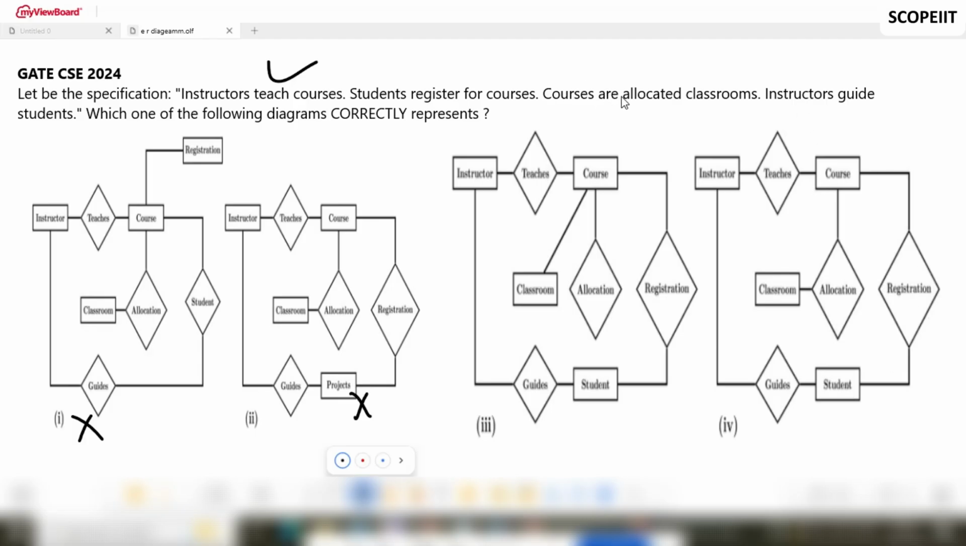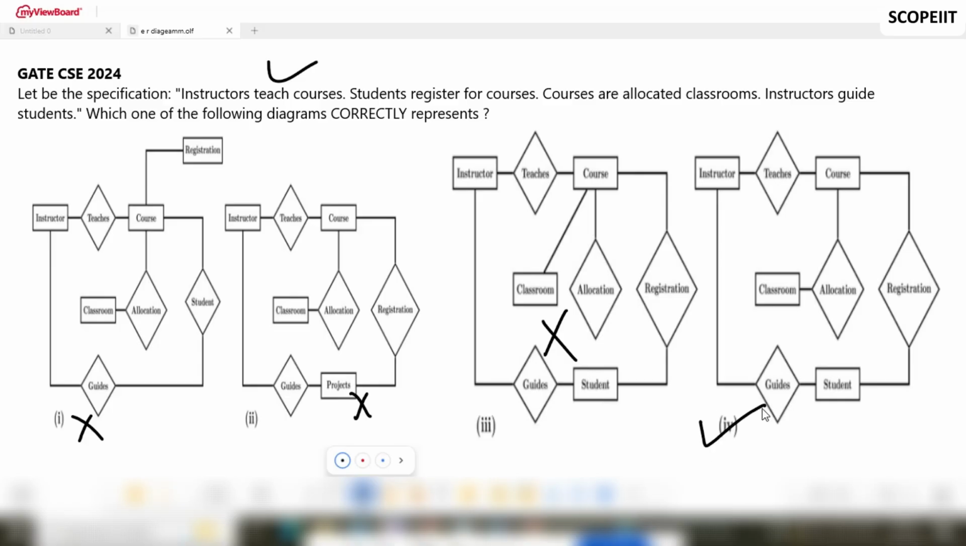Next, courses are allocated classroom. So check in this one. Courses are allocated classroom. There is no link between allocation and classroom. So that is also wrong. But here you see, courses allocated classroom. So that is right. So the correct answer for this question is option 4.